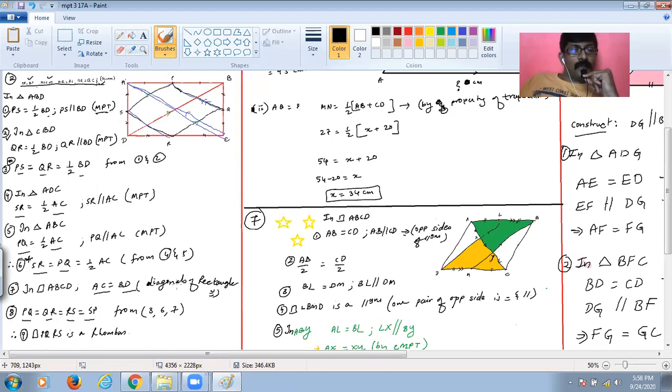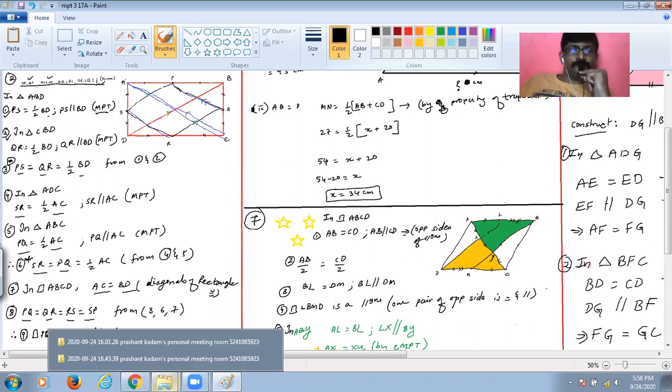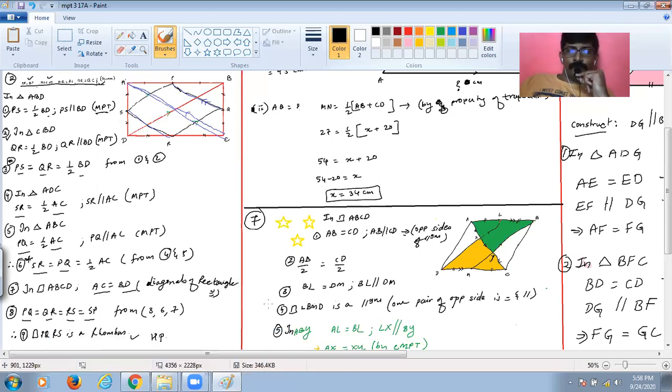Because the diagonals of the rectangle are equal, that means AC and BD are equal, that means their halves will also be equal. So if we could prove all the four sides are equal, then PQRS क्या बन जाएगा बच्चों? PQRS will become a rhombus, and that is what we have to prove. Hence proved. I hope you understood till here everything. Thank you. So let's move ahead.